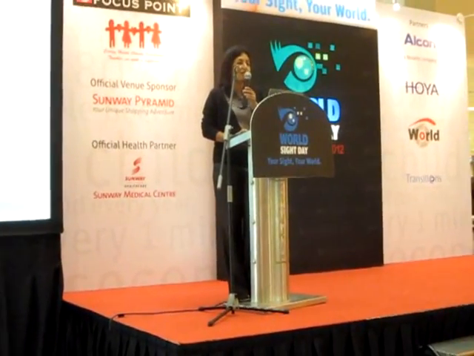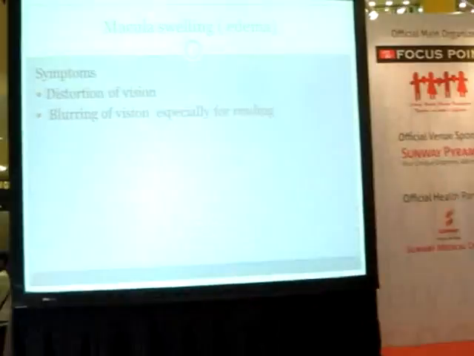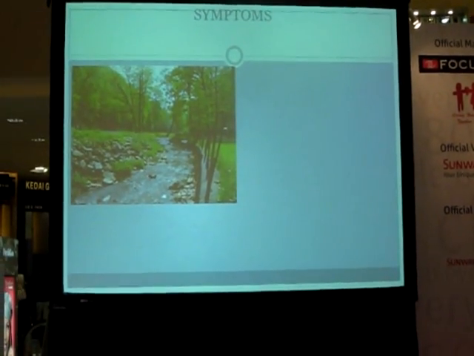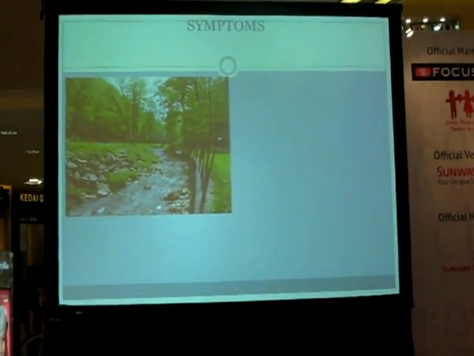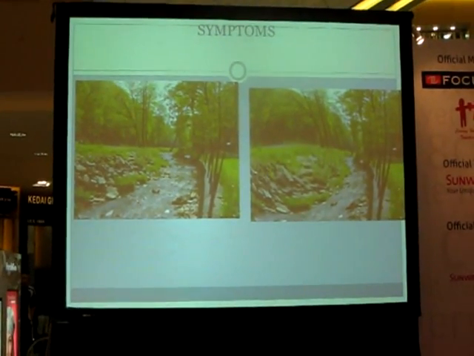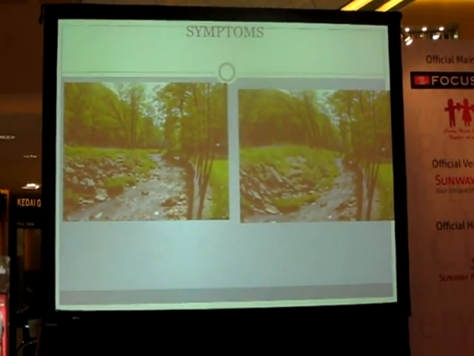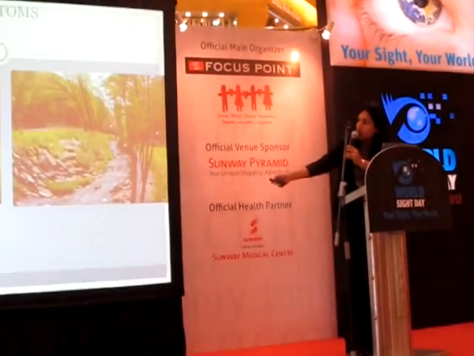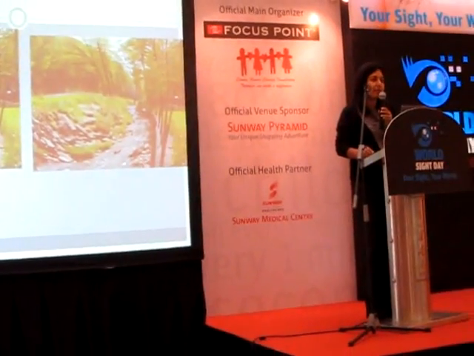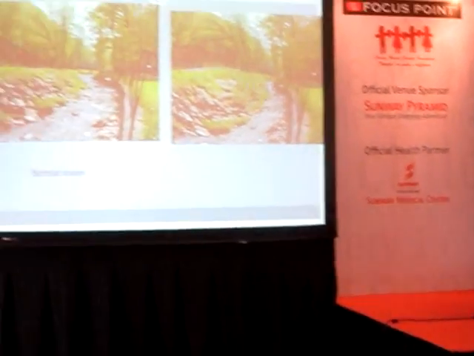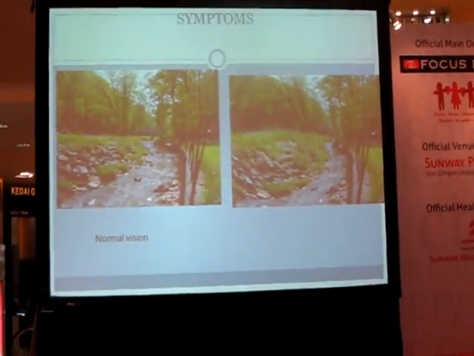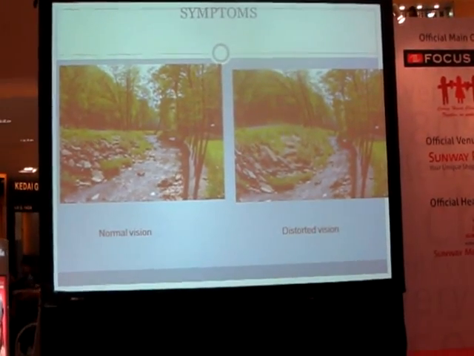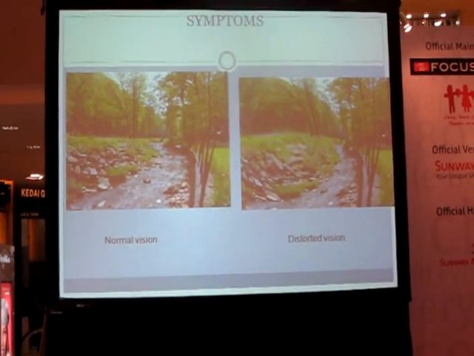The symptoms of the swelling are distortion of vision, where things look crooked or blurred. Now this is an example of a normal scenery, but when you look at the picture on the left, you can see all the trees on the side here look very crooked. If someone is not aware, they may not realize that this is an early sign of diabetic retinopathy. That symptom is described as distorted vision, and it's an important symptom to be aware of.